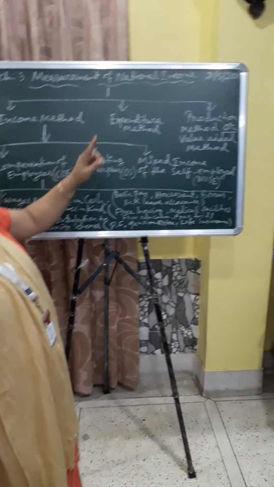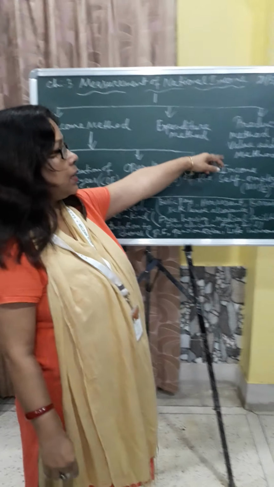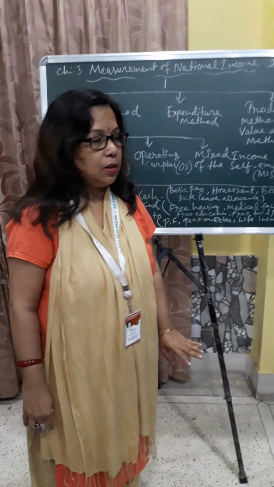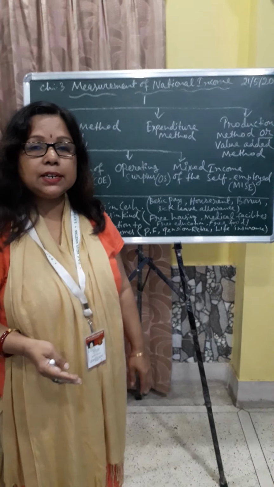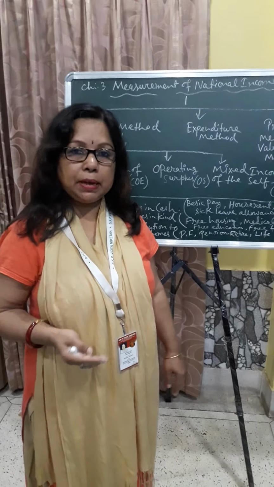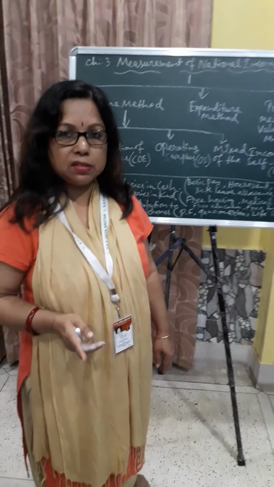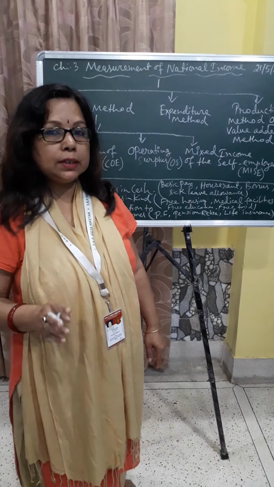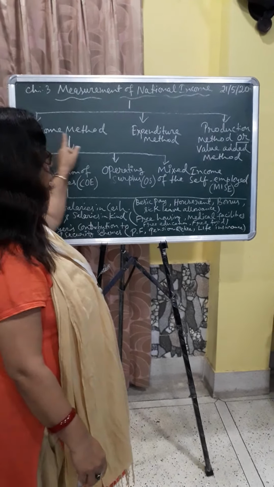National income can be calculated in three ways. Number one, income method; number two, expenditure method; number three, production method or value added method. So national income can be measured with the help of these three methods. First we have to know what the income method is.